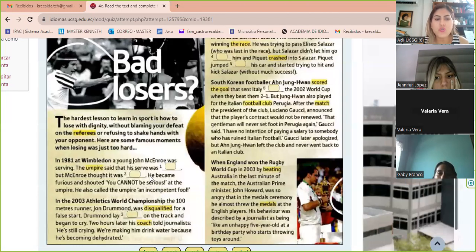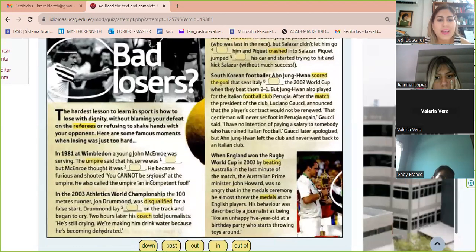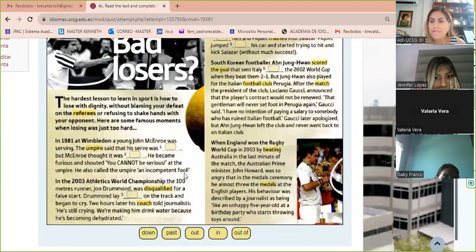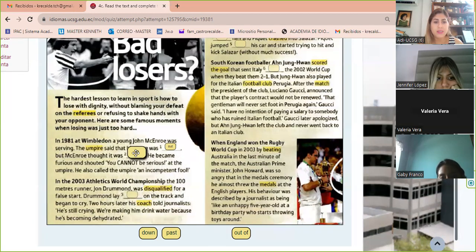So let's see, the first one. The umpire said that his serve was, what would you say? Was down, was past, was out, was in, was out of. What? Out. Okay, out. Number 2, but McEnroe thought it was in, right? Then, number 3.